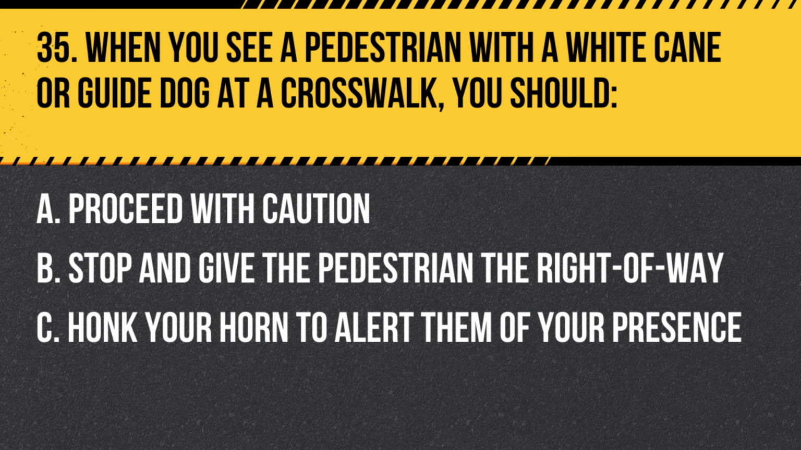Question 35. When you see a pedestrian with a white cane or guide dog at a crosswalk, you should A. Proceed with caution. B. Stop and give the pedestrian the right of way. C. Honk your horn to alert them of your presence. Answer. B. Stop and give the pedestrian the right of way. When you see a pedestrian with a white cane or guide dog, you must stop and give them the right of way, as they may have difficulty seeing or hearing you.